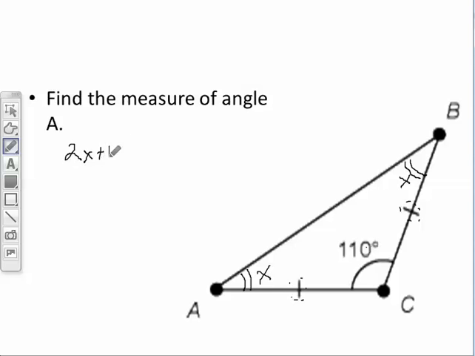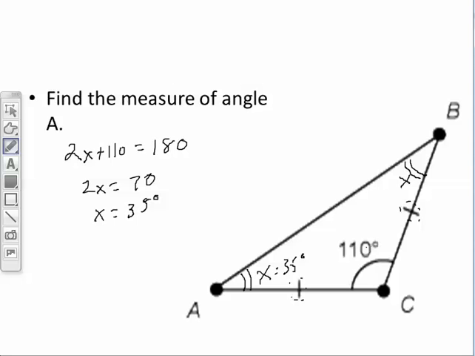2x plus 110 equals 180 degrees, because the sum of the angles is supplementary, right? I can subtract the 110 from both sides. I get 2x is equal to 70, x is equal to 35 degrees. Woohoo! I found the measure of angle A as 35 degrees.